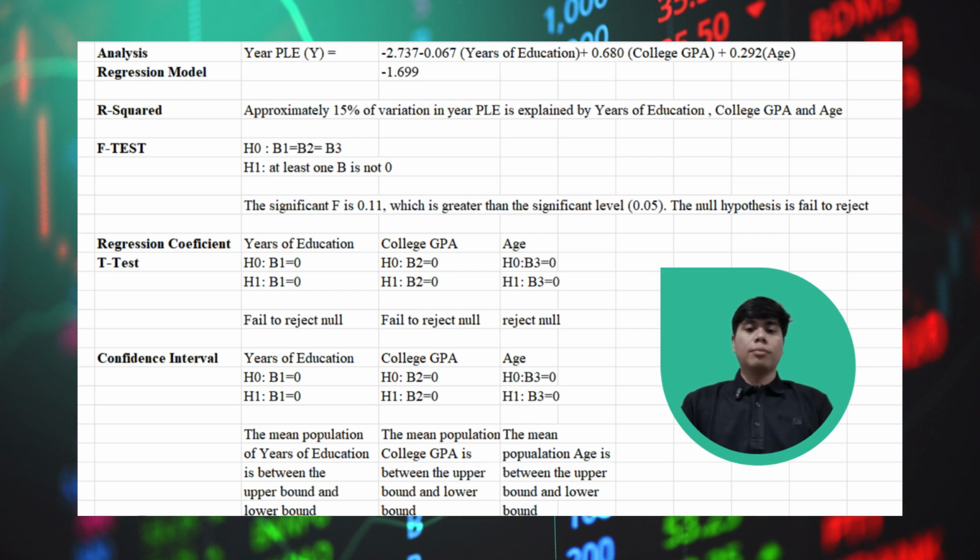Next, we check whether the model as a whole is statistically significant using the F-test. Our hypothesis was that all three coefficients are zero, meaning none of the variables matter, versus the alternative that at least one of them does matter.